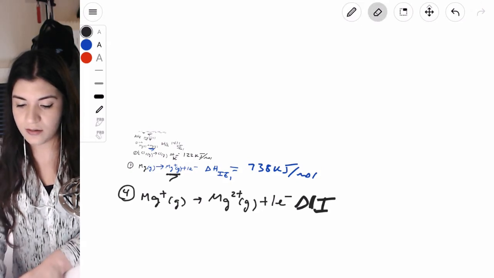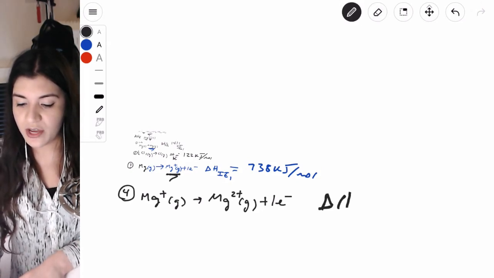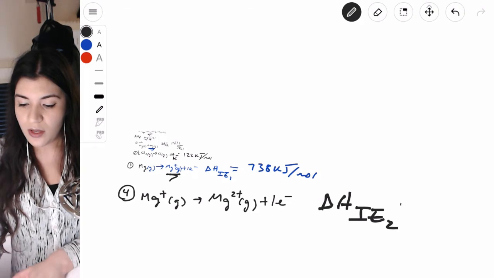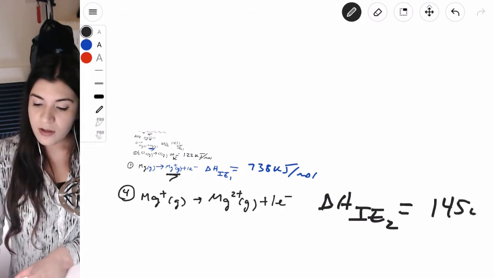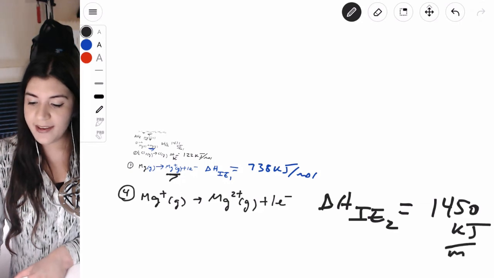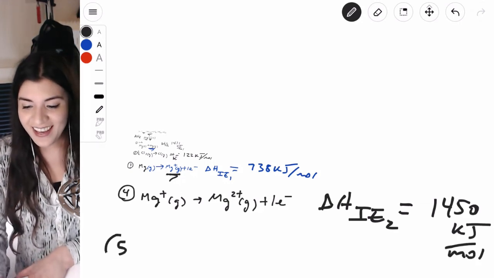Okay, so this is here. Let me make this better. All right, change in enthalpy of ionization energy 2. This would have been 145 kilojoules per mole. Okay, we're going to keep going.